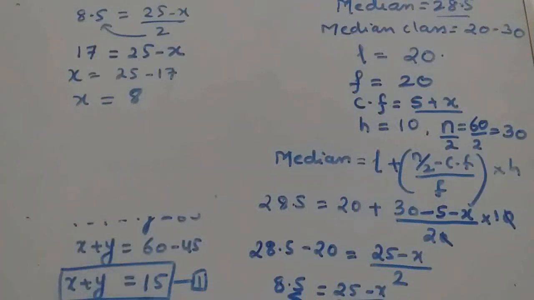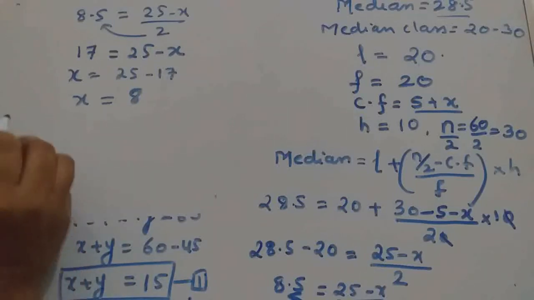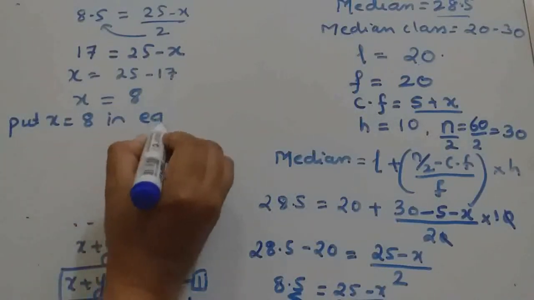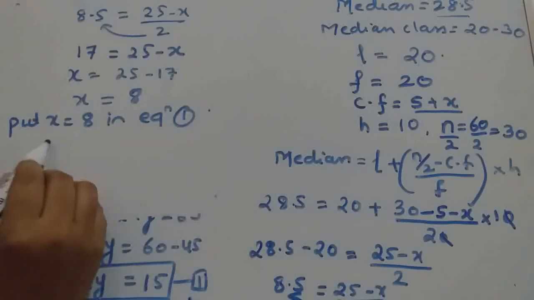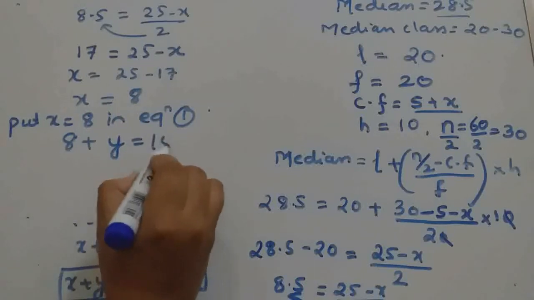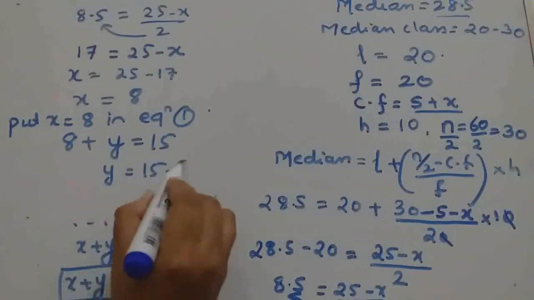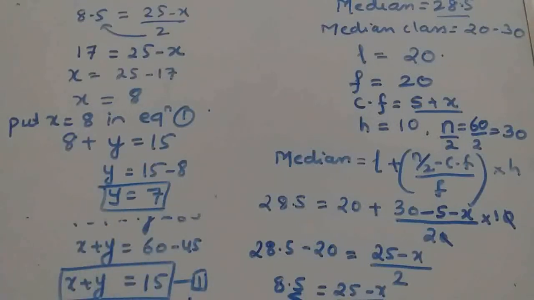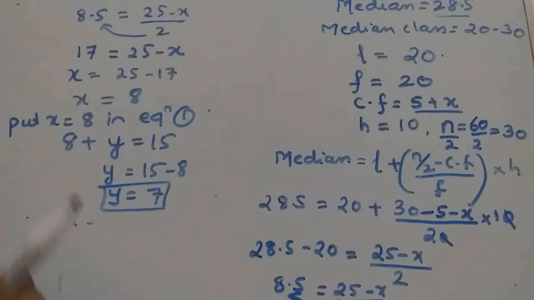Now we have equation 1, which gives the relation between the x and y variables. Now we got the value of x. So substitute x equal to 8 in equation 1 to get the value of y. So y will be 15 minus 8, that is 7. So we got the values of x and y here. X is 8 and y is 7.